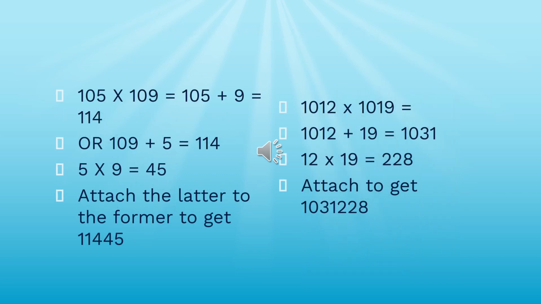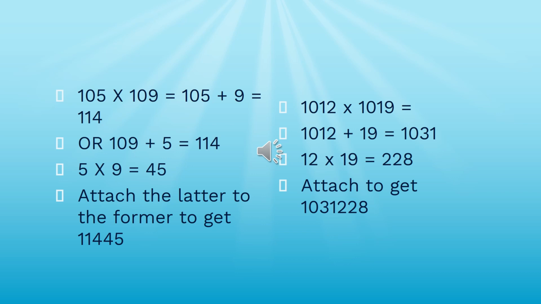To get a hang of this trick, I have here two additional examples. First, it's 105 times 109. 105 is 5 away from 100 and 109 is 9 away. So here we can cross add. We will take the first factor, that's 105, and add 9, which is the distance of 109 from 100. 105 plus 9 is 114.